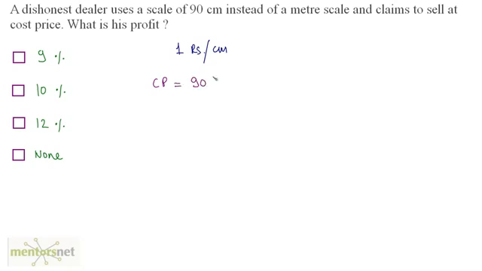But to the user he says that this is a meter scale, which means a 100 centimeter scale. So to the person to whom this dealer sells any article that he measures using this scale, he says that it is a 100 centimeter scale. So according to the cost price of 1 rupee per centimeter, he sells to the user at 100 rupees. So the selling price is 100.